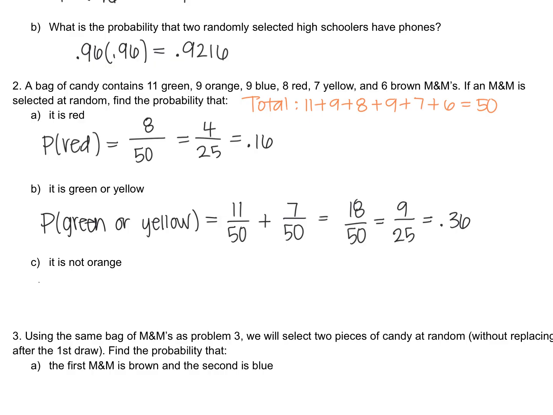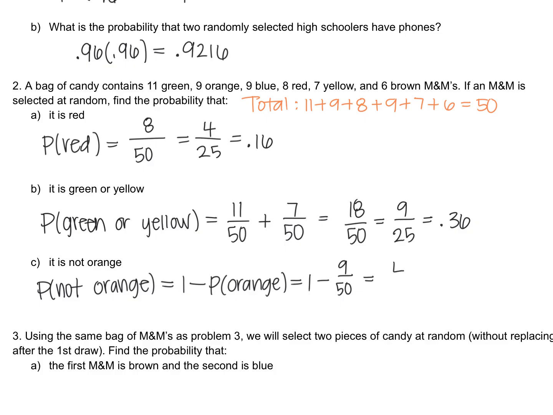And the last one says the probability it's not orange. So similar to the first problem, the probability that something is not orange is 1 minus the probability it is orange. So that would be 1 minus 9 over 50. So 50 minus 9 gives us 41 out of 50, which is 0.82.